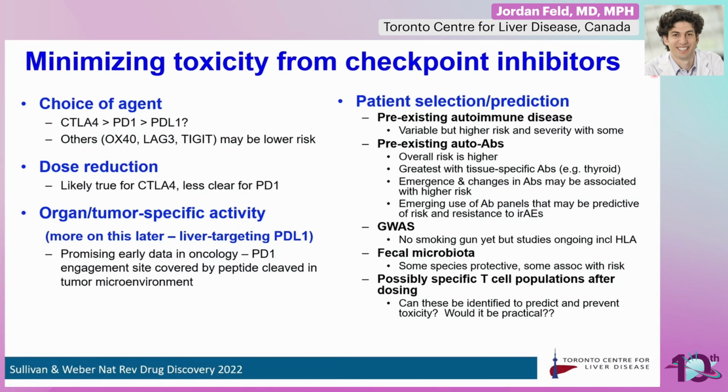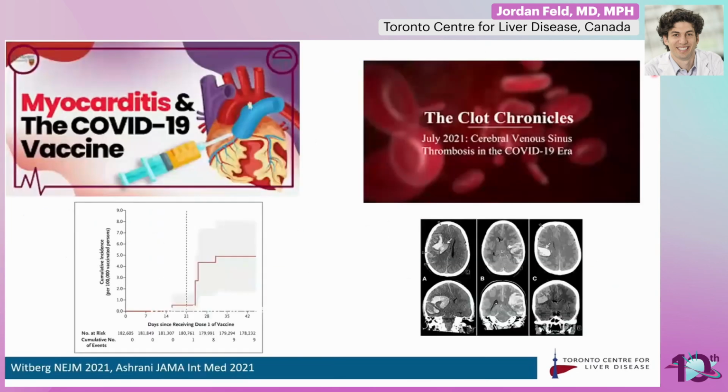People are looking for genetic associations, none found so far, and some interesting data about the microbiome. Again, some species that are protective and some are associated with risk, clearly still in its infancy. But there's also the possibility that some T-cell populations emerge after dosing, so could you identify these after dosing someone to predict toxicity and potentially prevent it? I think these are all things to explore, and fortunately there's a huge literature in cancer that we can learn from.